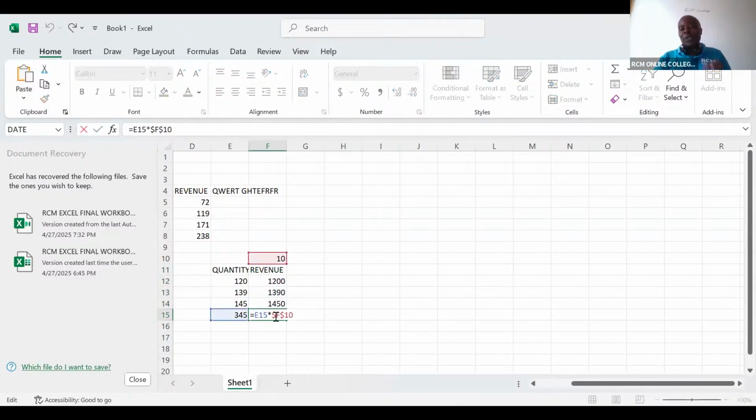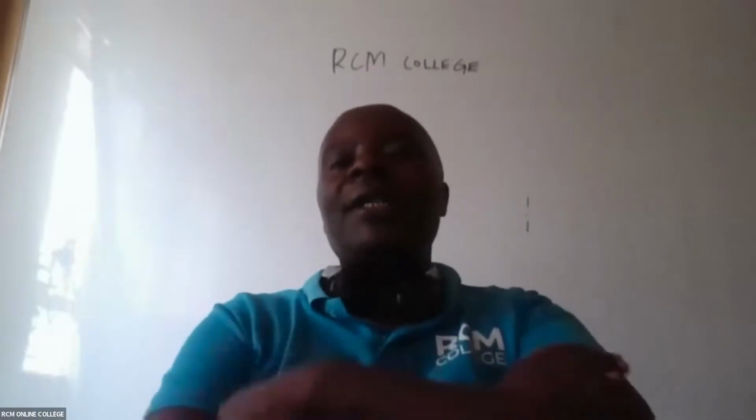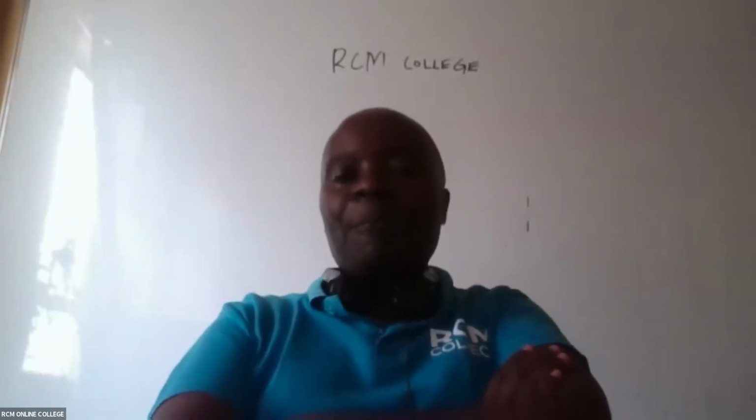You can see he's doing exactly what Mwalimu is doing. And you can see he's able to confirm that the last answer is a result of the 345 and the 10 up there. Thank you so much. Do we have another student who would want to share their screen and show exactly what Mwalimu has done?